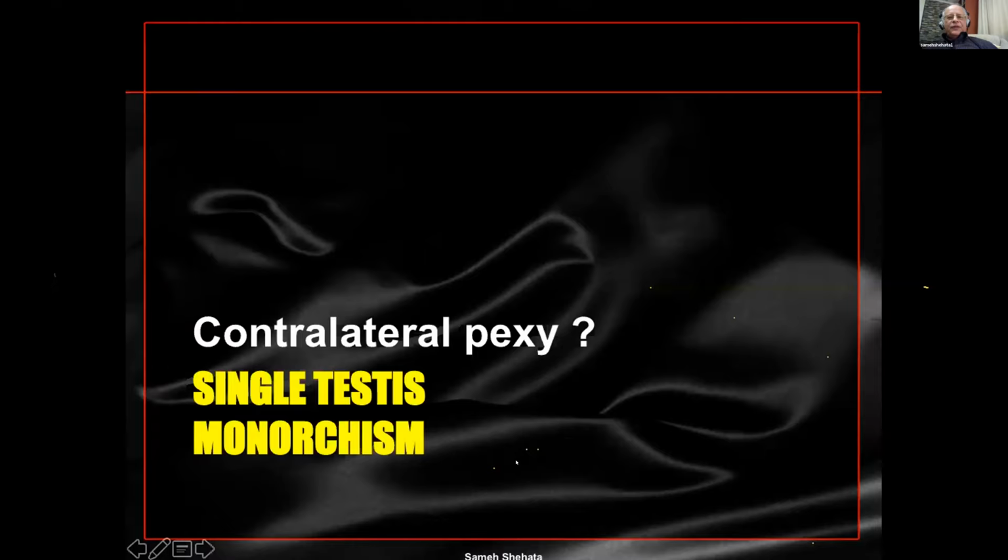Another good question is when you find a single testis, would you do a prophylactic pexy on the other side or not? You have a single testis, the other one is vanishing or absent, so do you do pexy or not? For the normal descended testis.